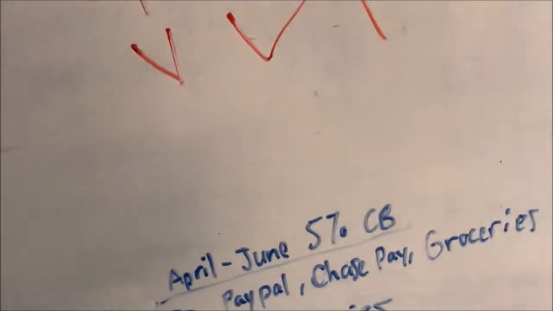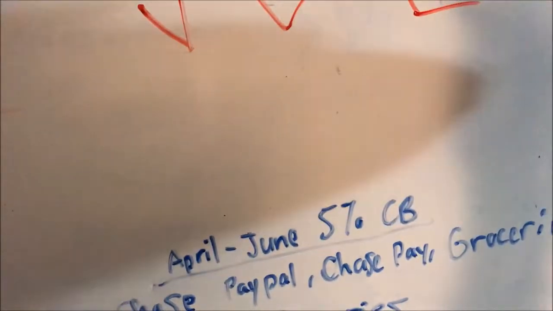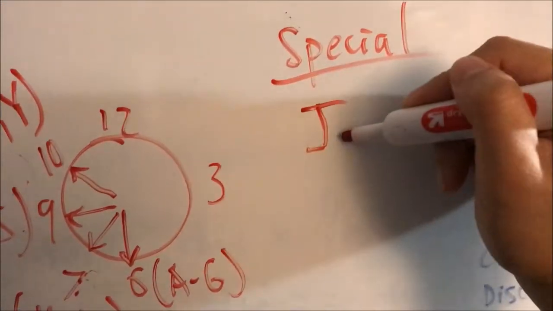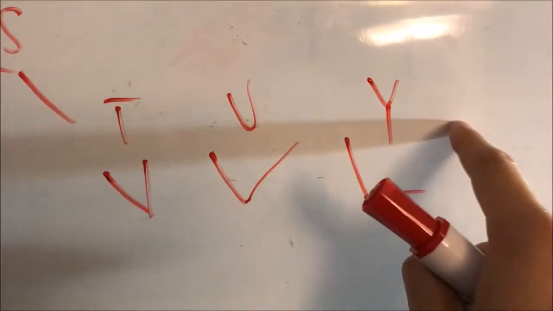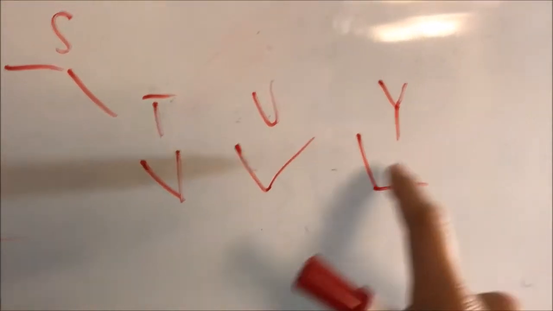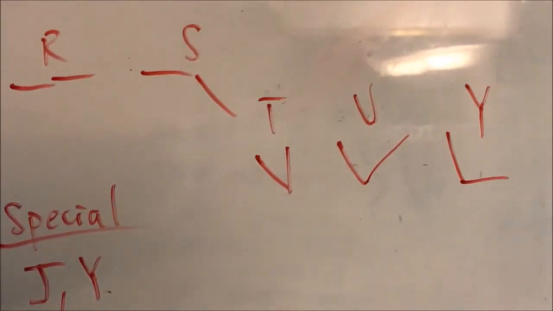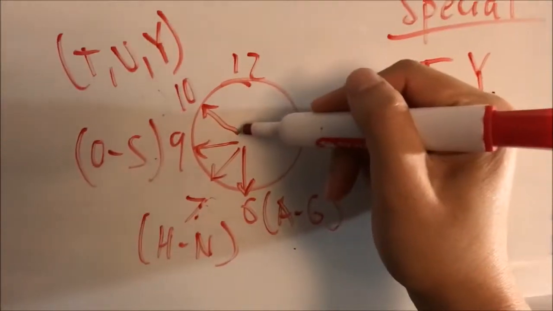Hold on a second. Yeah, this is a random exception. So the special letter was, remember, J, and this is Y, because you would expect T, U, V, right? But V is not in here, it's Y, and I'll tell you the reason. Let's say we skipped V and we just went to Y. So the next position would be 12 o'clock, right?